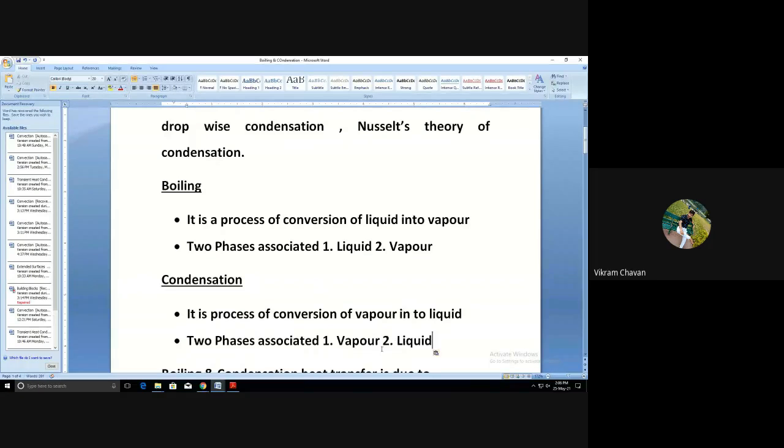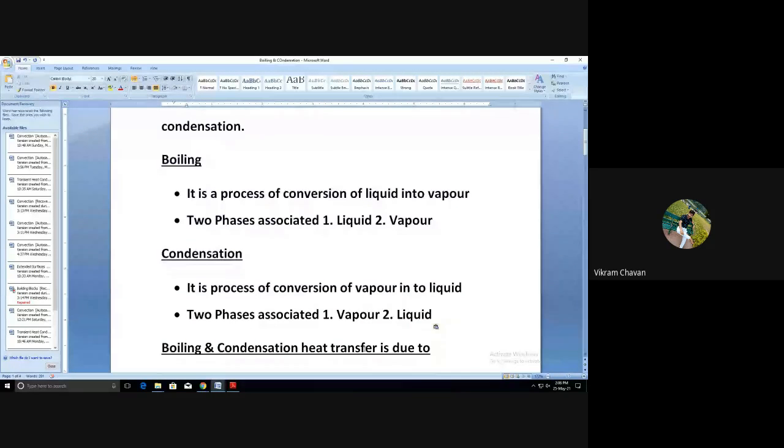Vapor and liquid. The first phase is vapor and the second one is liquid. Okay, now how can we say that the heat is transferred in boiling and condensation? How is the heat transferred in boiling and condensation?